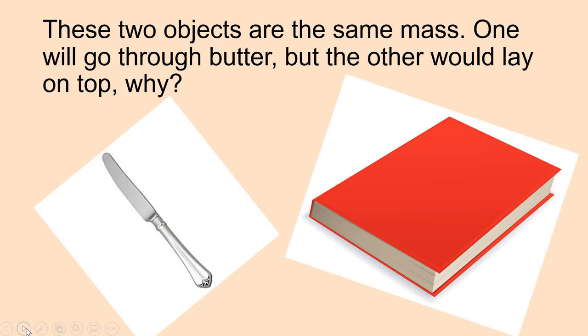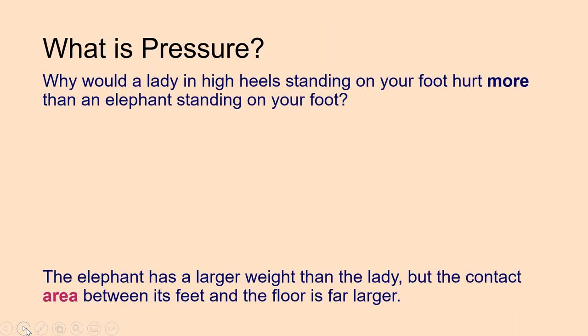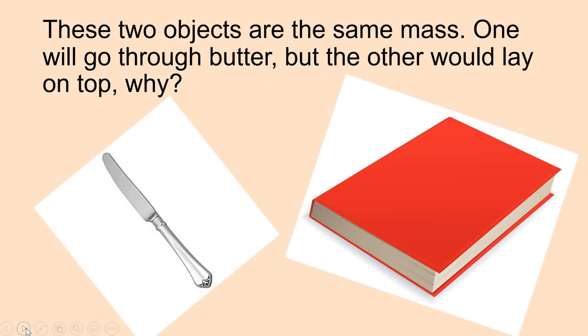So, these two objects are the same mass, but one will go through butter, but the other would lay on the top. Why? Why would the knife go through the butter, but the book would sit on the top if they have the same mass? It's all to do with pressure, and we are going to look at pressure today.